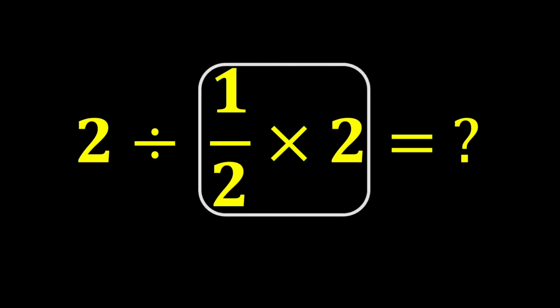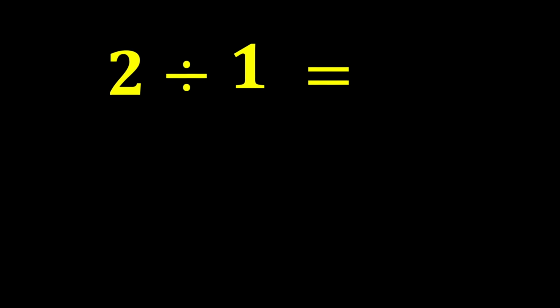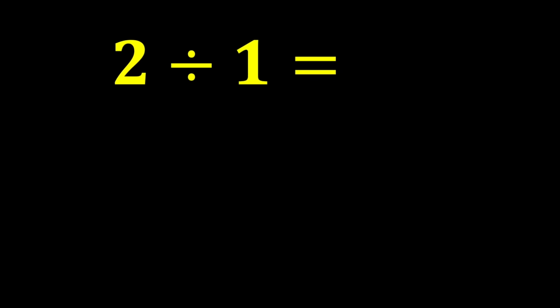First, we perform this multiplication, 1 over 2 times 2. This 2 and this 2 cancel each other out, and only 1 remains. In the end, 2 divided by 1 gives us 2.